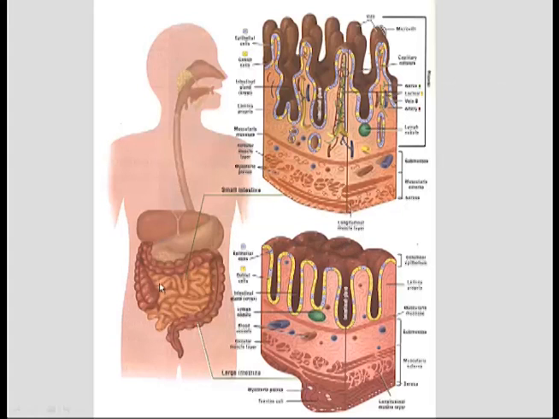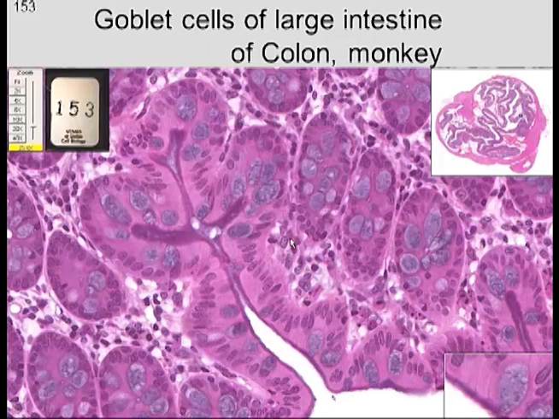So we looked at the small intestines. Now if we look at the large intestine, we can see that you also have intestinal absorptive cells, but you have a higher concentration of goblet cells. Also, you don't have villi, you just have intestinal crypts. So here we see the brush border on the intestinal absorptive cell.